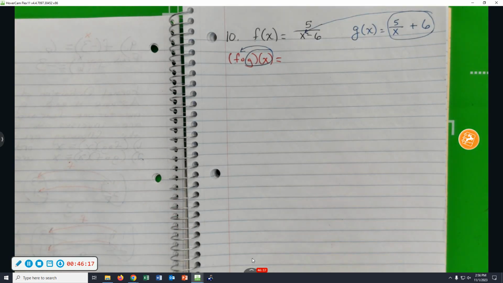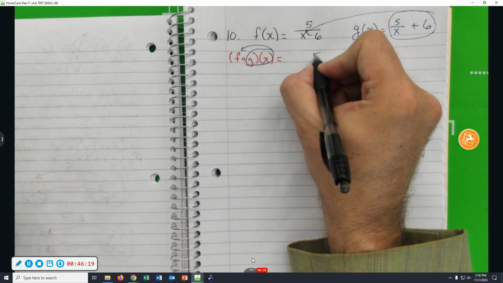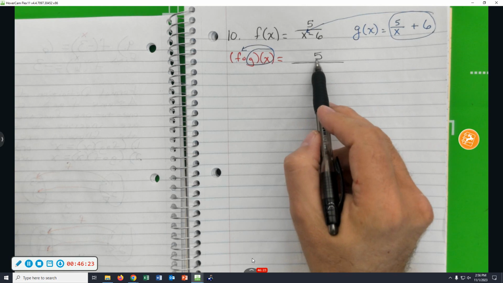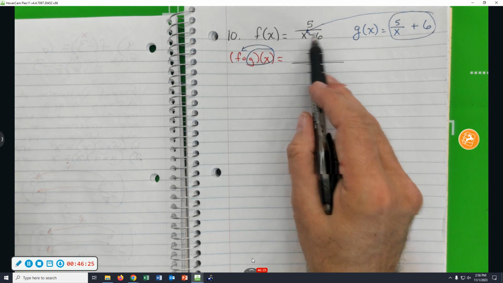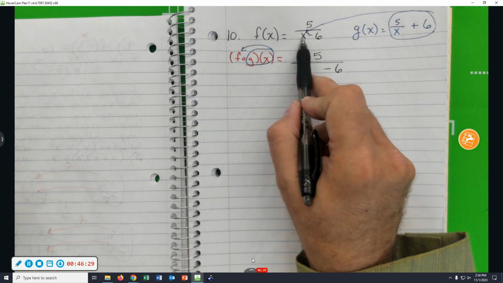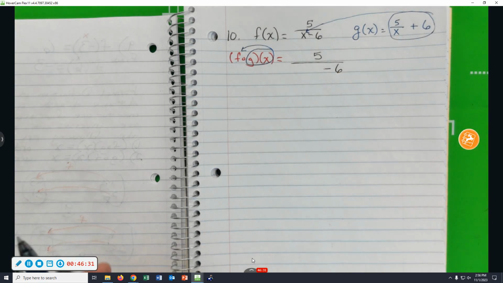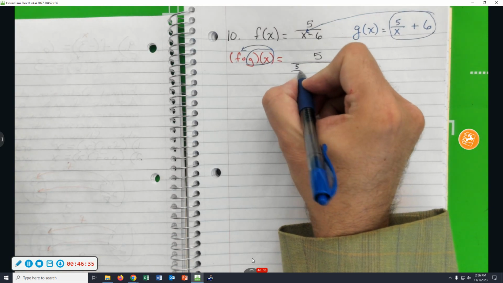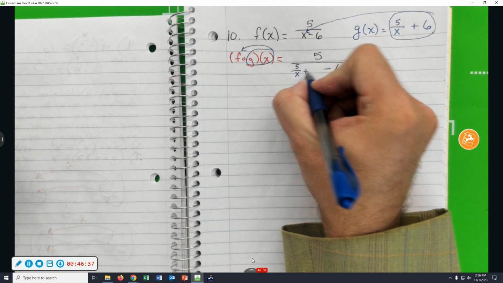I have a black. Why do you think I switched? Okay, well, black 5, and then I still have the black minus 6. But instead of this black x, I'm going to put this circled 5 over x plus 6.